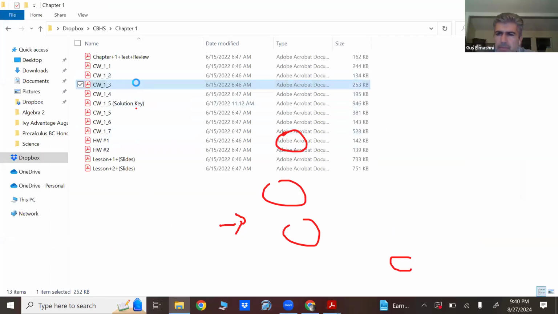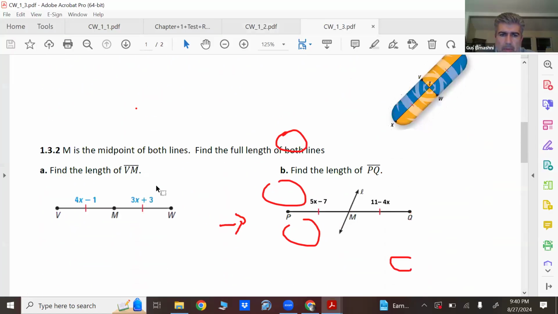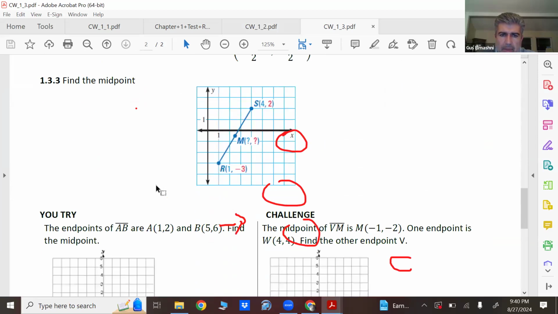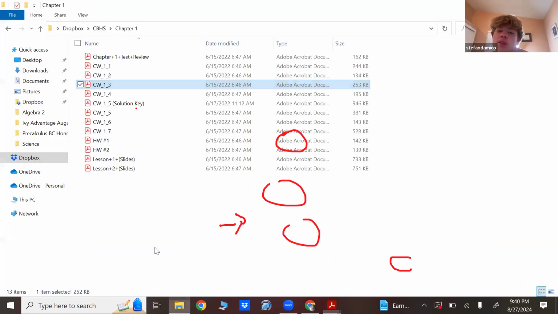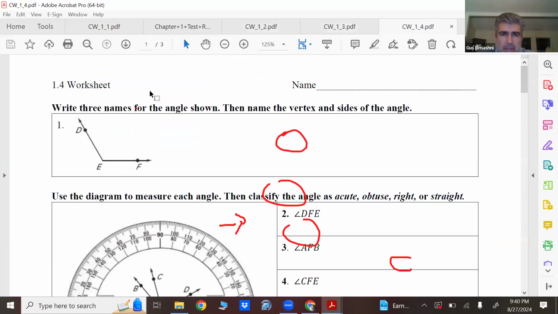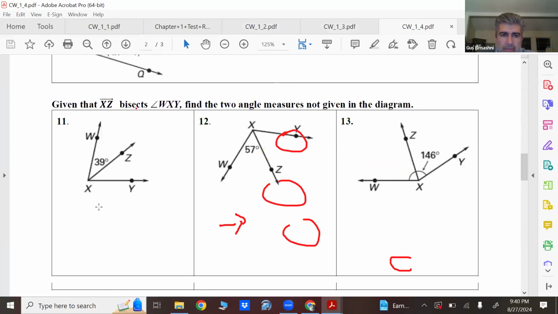1.3. We talked about midpoint, cutting things in half. We kind of talked about the distance and midpoint formula. This is good. It's almost a mirror image. We'll be talking about angles eventually. I think that's coming up next.